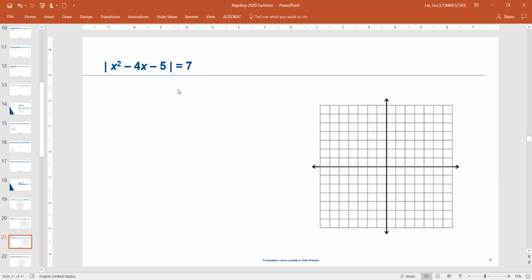You can use the graphing method, or use the method of taking away the absolute value. You can get x squared minus 4x minus 5 equals positive 7 or negative 7. So you get two solutions. You get the solutions. I'll give you guys 2 minutes, all right?